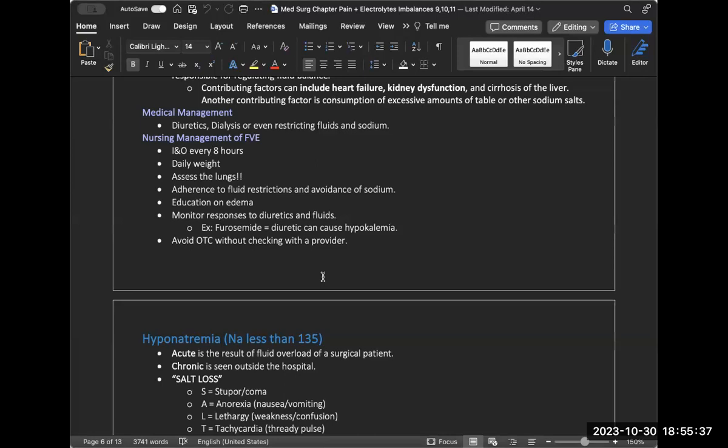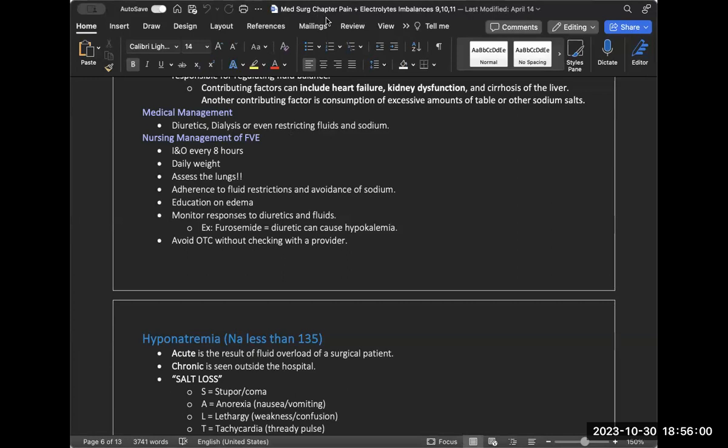And as I mentioned, diuretics can be used to treat fluid volume excess. Why? Because they pull fluid from the body. So if it's going to pull that fluid from the body, this can be really good for them, taking a diuretic. But as I mentioned before, diuretics cause electrolyte imbalances. So we've got to watch out for that too.